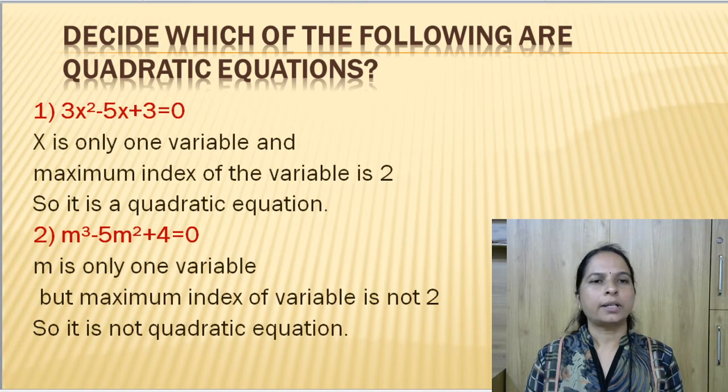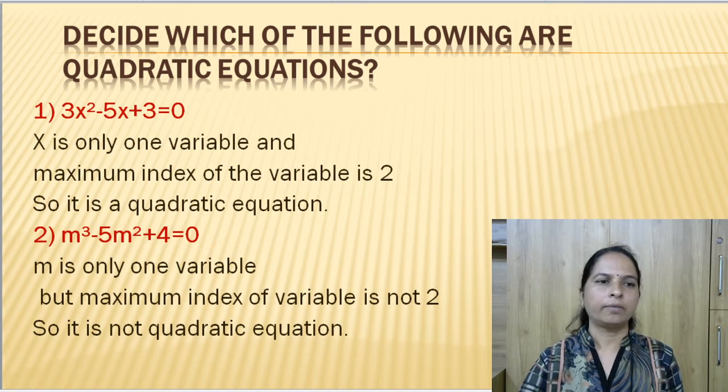Let us see the second equation, that is m cube minus 5m square plus 4 is equal to 0. Here m is the only variable, but the maximum index of this variable is not 2, it is 3, so it is not a quadratic equation.